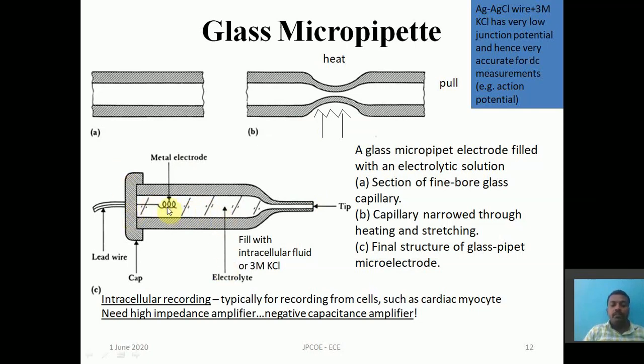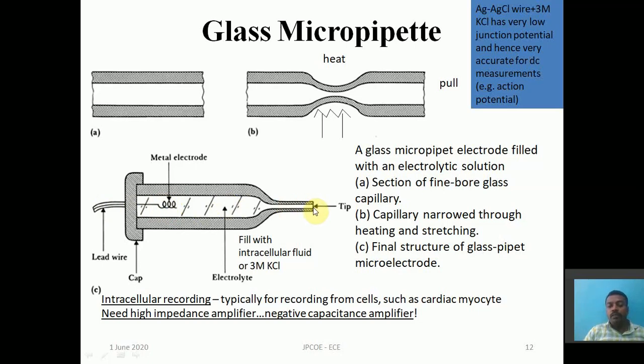This is our electrode, a metal electrode. The metal electrode may be silver, iron or tungsten, whatever it may be. This metal electrode is connected with the lead wire. This is the lead wire. It is completely filled with electrolytic gel.